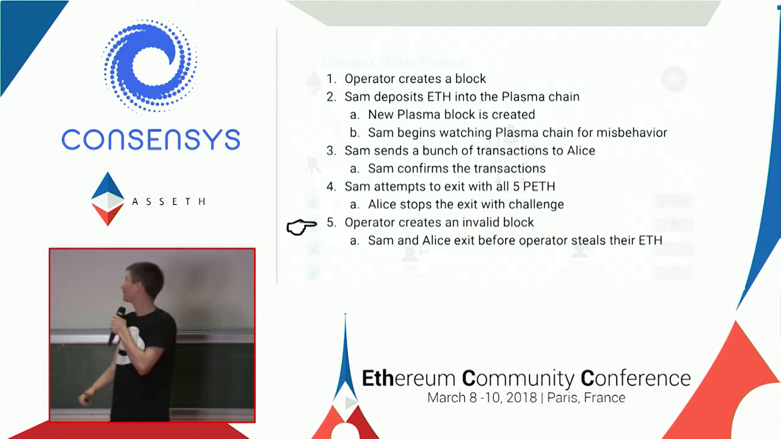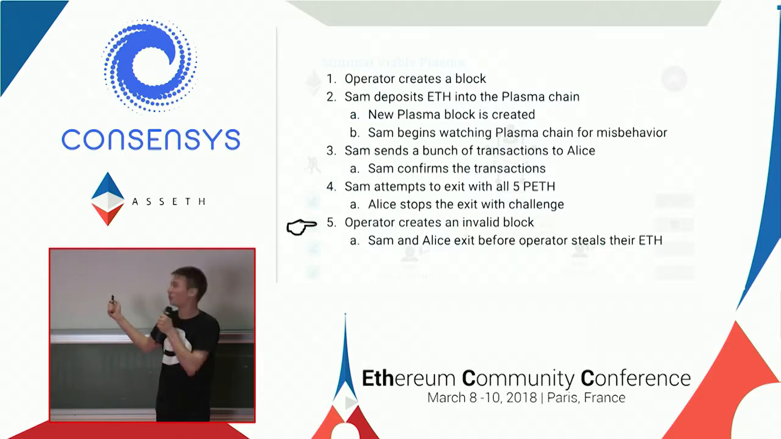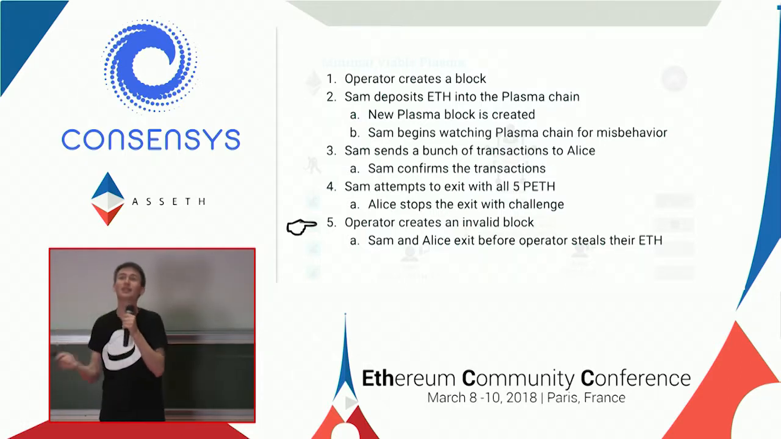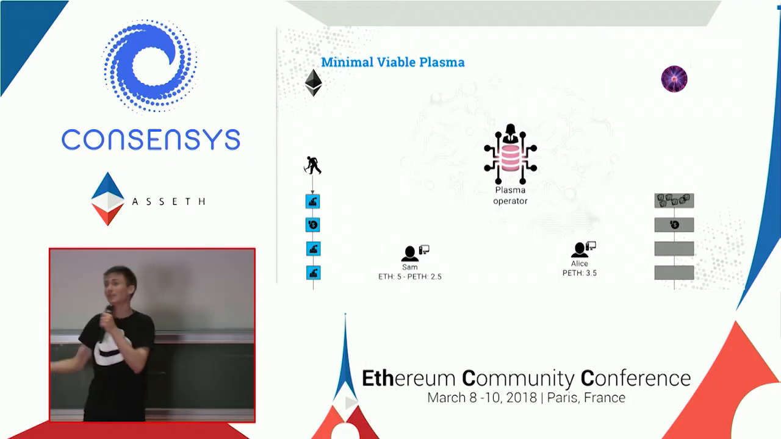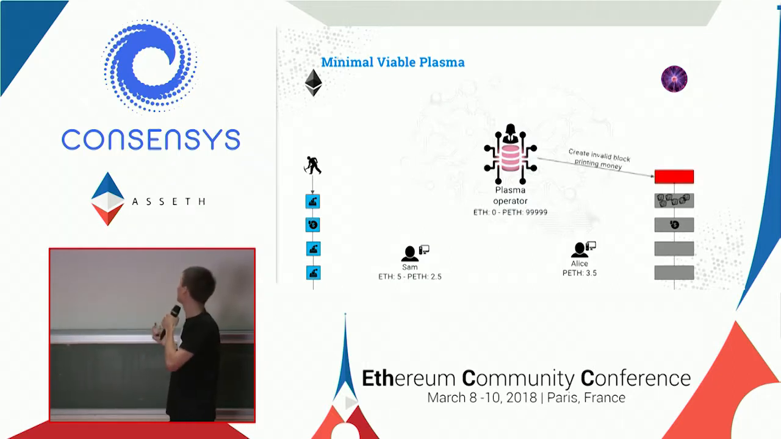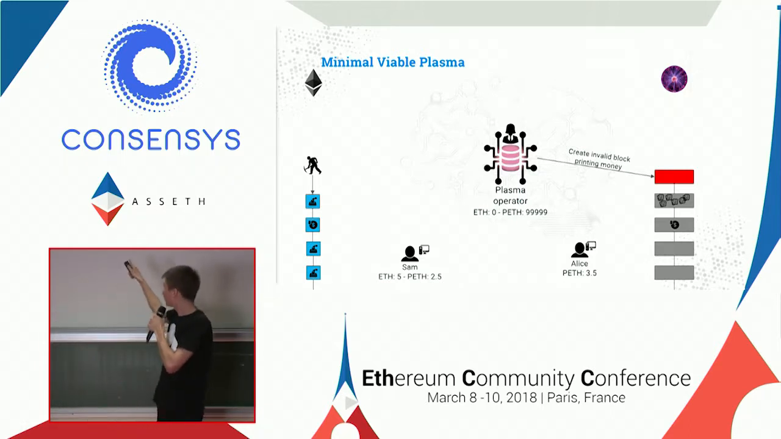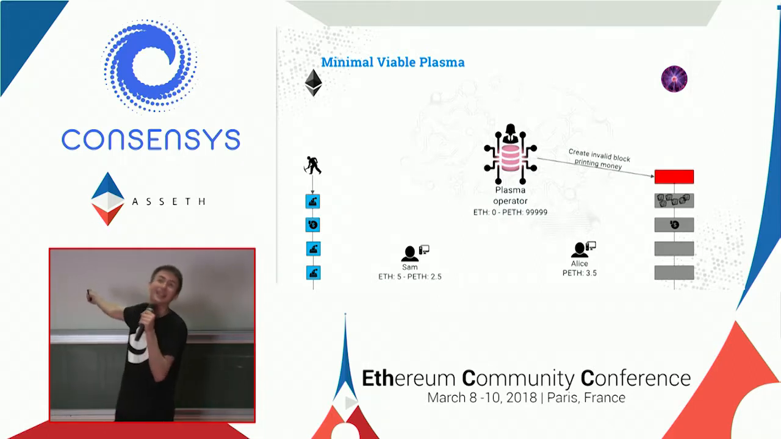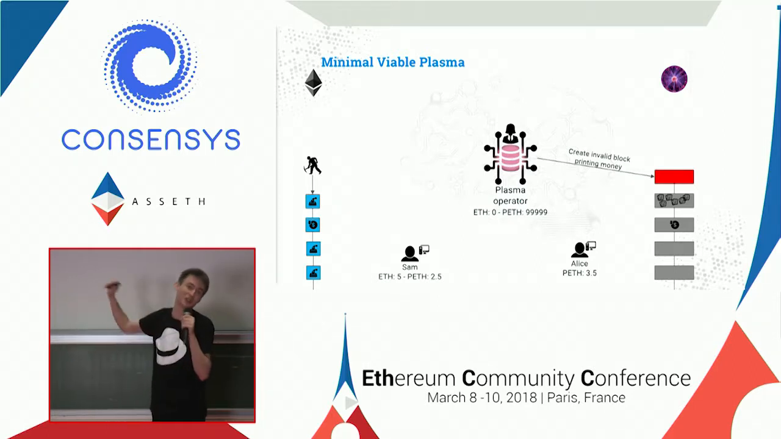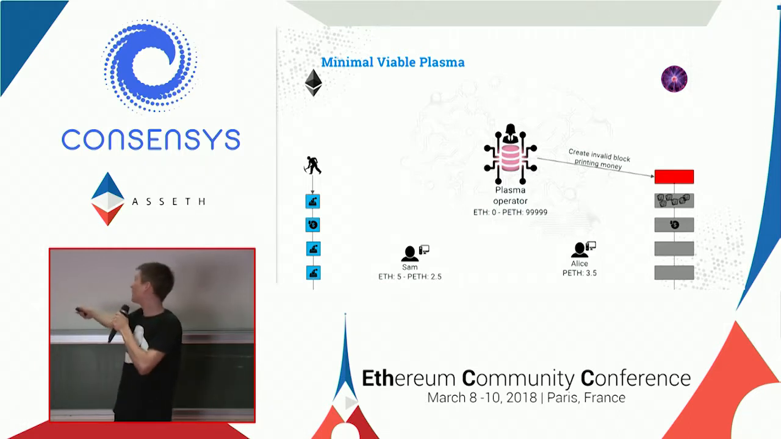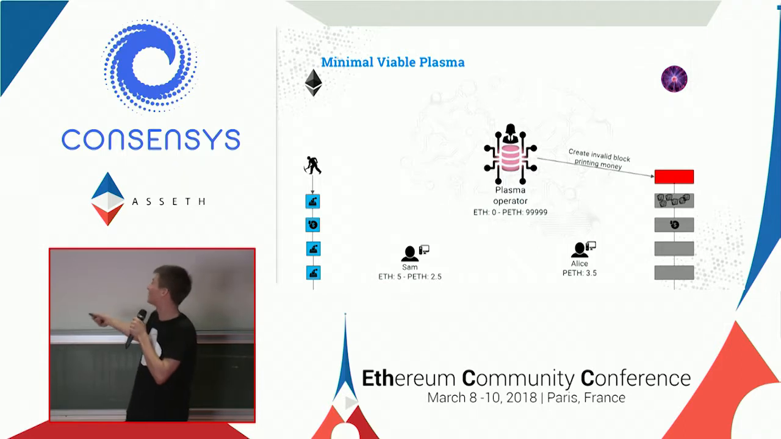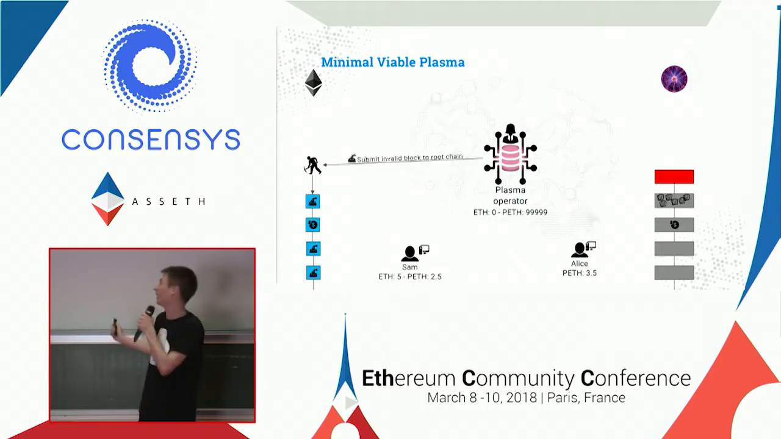1 out of 2. Now, for the next one, the operator is going to create an invalid block. This is a little bit scarier. Because the operator is able to create new blocks, that allows an operator to essentially create a block which prints a bunch of money for itself. Now, the issue here is the Plasma operator now has 999 PETH. PETH is, by the way, just the Plasma ETH. Sam has 2.5, Alice has 3.5. This is a little bit scary because the smart contract itself doesn't have 999 ETH.